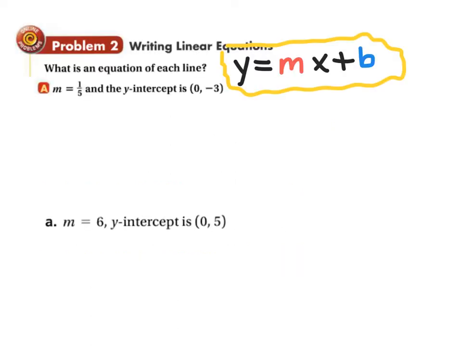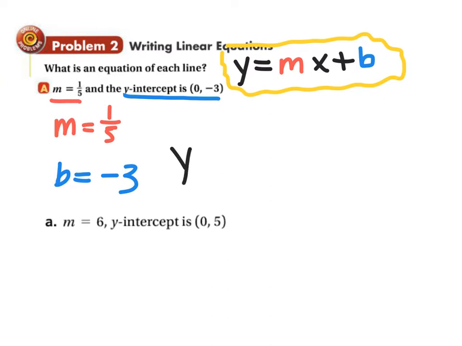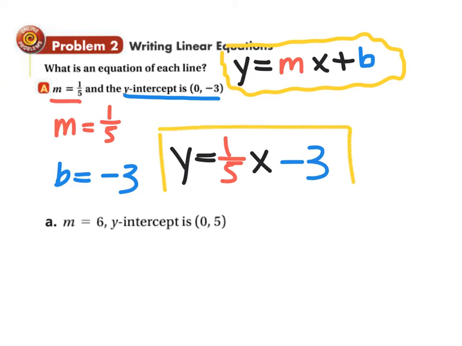In our first example, it asks what is the equation of each line. It tells us that the slope is 1 over 5, so I can rewrite this as m, the slope, is 1/5. It also tells us that the y-intercept is (0, negative 3), so the b value is negative 3. So the equation of the line would be y equals 1/5 x minus 3, and that's our final answer.